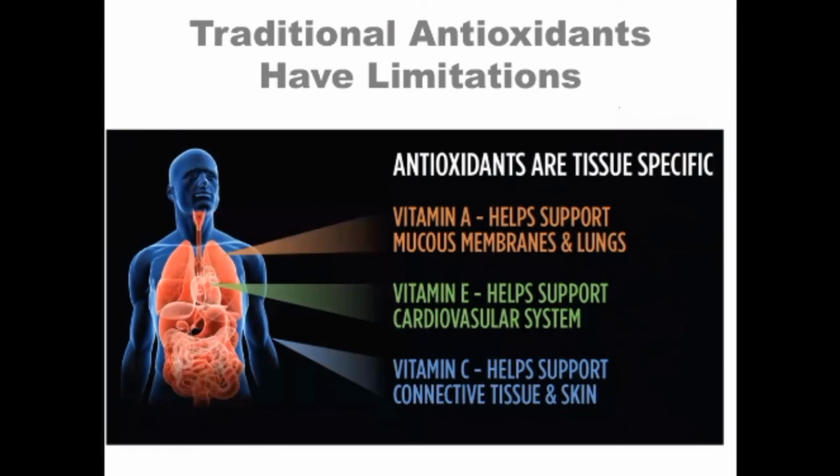So vitamin A helps support mucous membranes and lungs. Vitamin E helps support the cardiovascular system, while vitamin C helps support connective tissue and skin. But vitamin A does not help your connective tissue and skin. So if you take a lot of vitamin A, that will help some of your mucous membranes in your lungs, but it's not going to help your cardiovascular system or your skin. So as you can see, antioxidants are tissue specific.